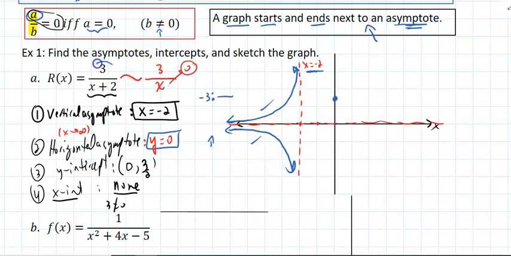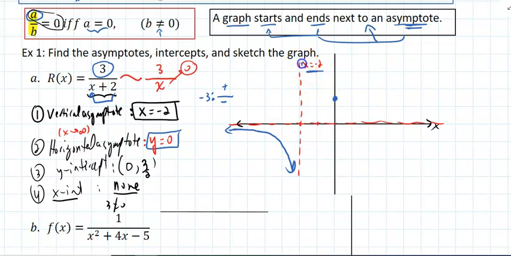Well, the top is always positive because it's 3. The denominator, if you put a -3 there, -3 plus 2 is negative. Positive over a negative is a negative. I got the left half of the graph, just like that. The right half, the fact that there's an intercept is going to help me out. I have two options. Remember, a graph starts next to an asymptote and ends next to an asymptote.